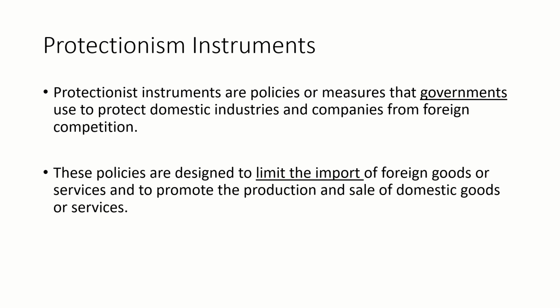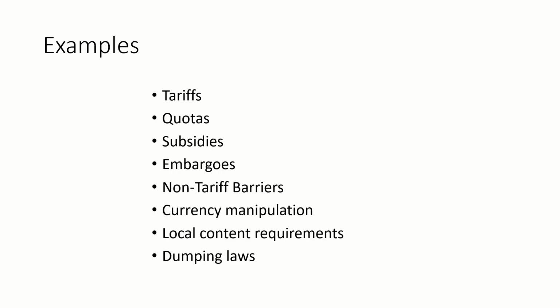So basically protectionism instruments are tools that the governments are using to limit the imports so that the domestic industries and companies will be protected. Here are the examples of protectionism instruments. Tariffs. This is a form of tax. Tax placed on imported goods, making them more expensive and less attractive to consumers.